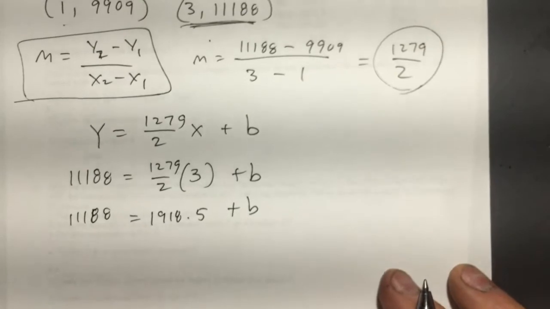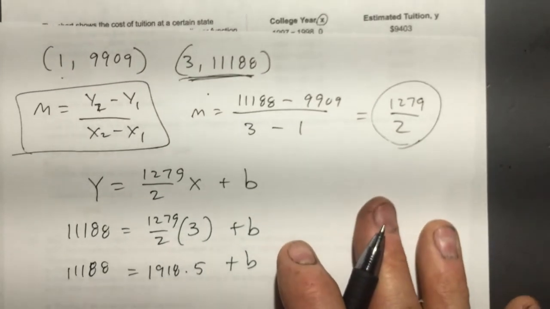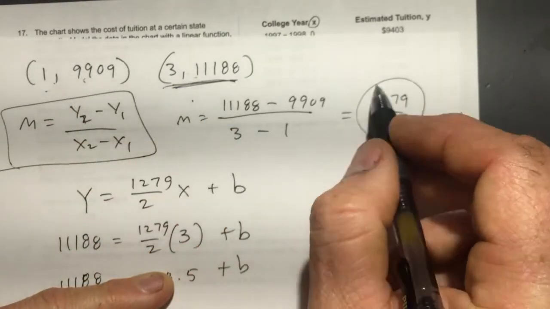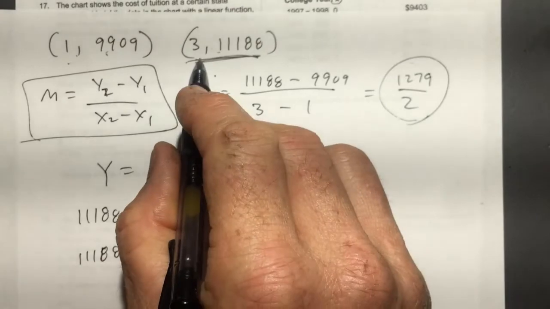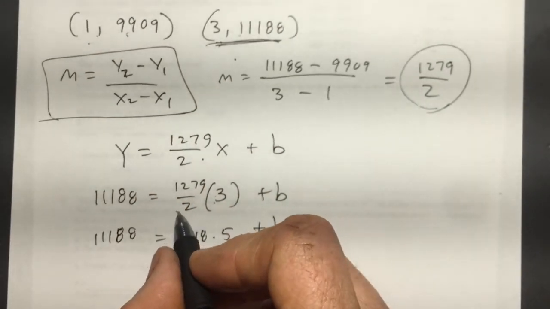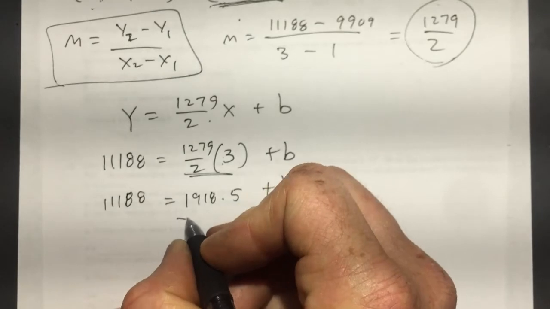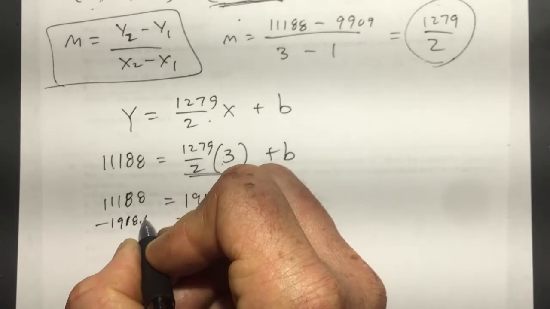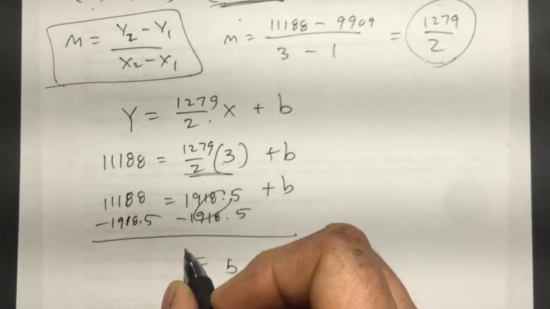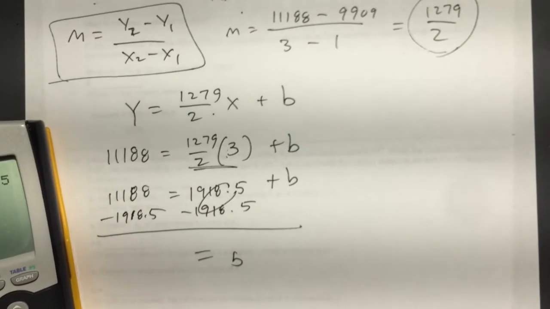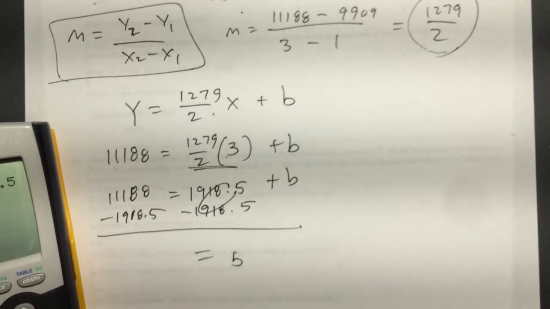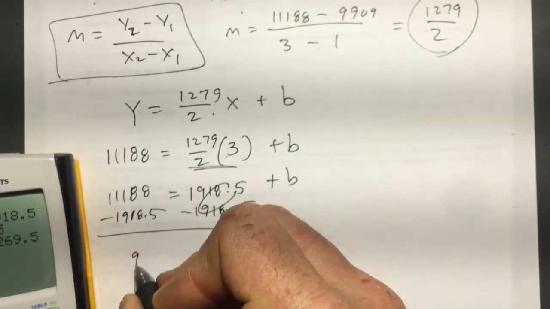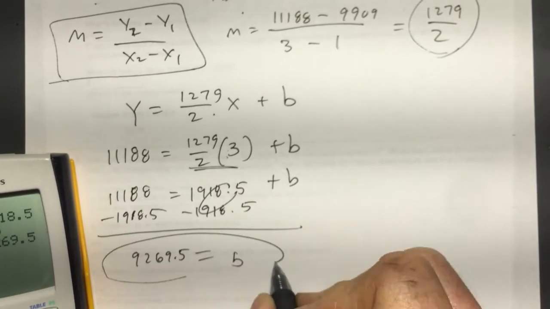Okay. So just like before, these numbers are just bigger, but it's the same thing we've been doing over and over. I find the slope of these 2 points, which is this 1279 over 2, and then I take a point and I plug that in for x and y. I multiply this, and now I'm going to have to minus this 1918.5. This will go away, and here's my b right here. So I'm going to do 11188 minus 1918.5. And I get this right here, 9269.5. There's my b.